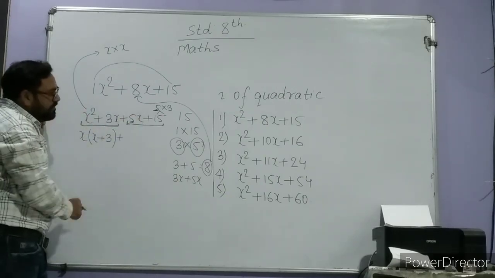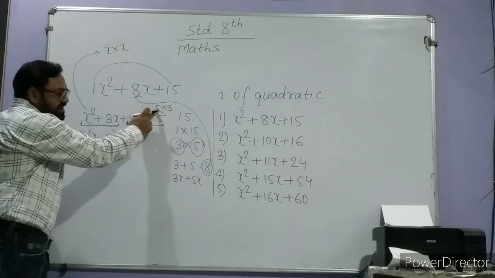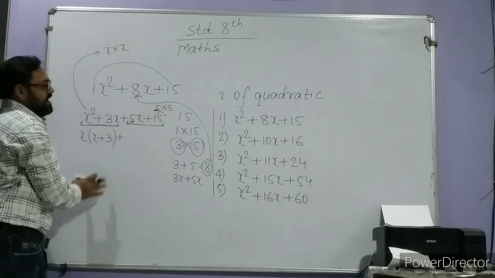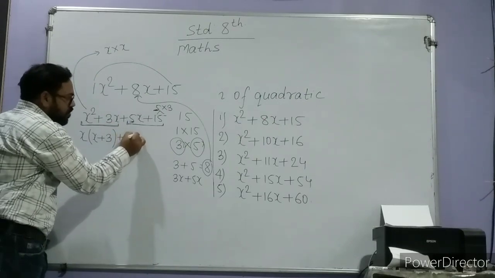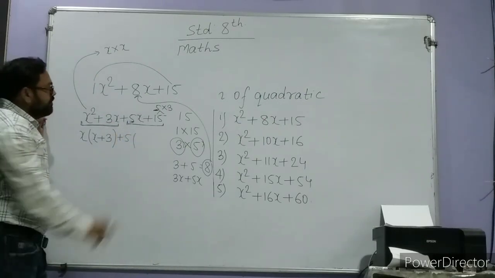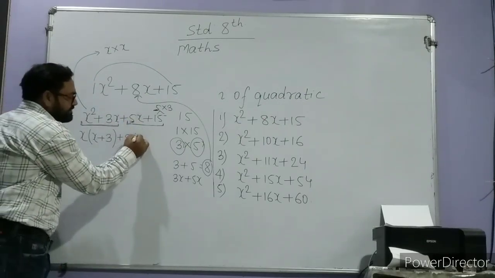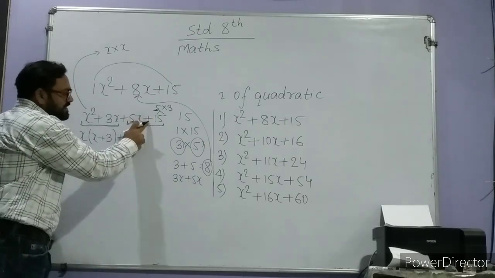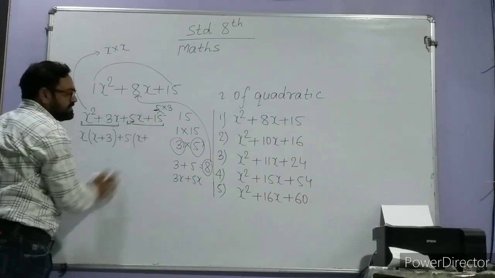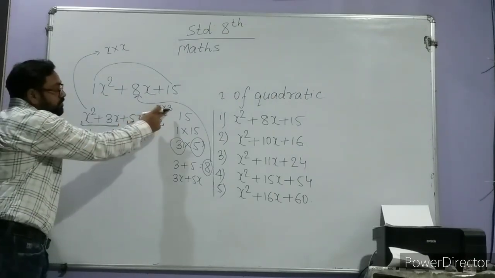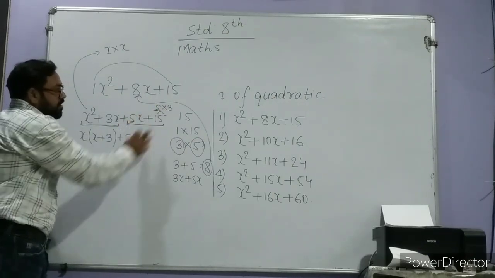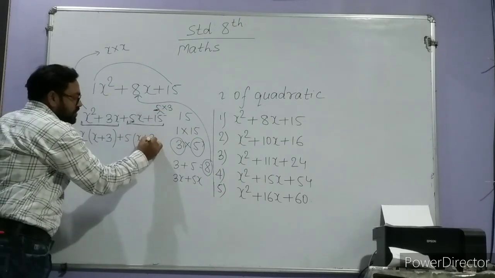So what is common over here? Here is 5 and here is also 5. So we can take 5 as common over here. Okay. So what do we have left over here? x we have left. Here is a plus sign. So we will write plus, 5 we have taken as common. Okay. So what do we have left over here? Over here we get 3.